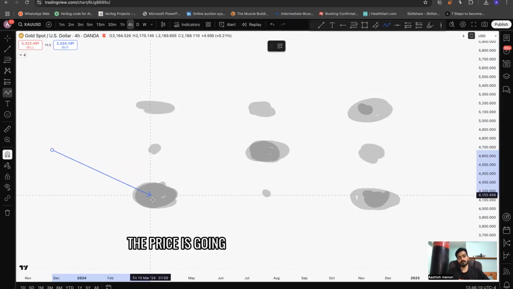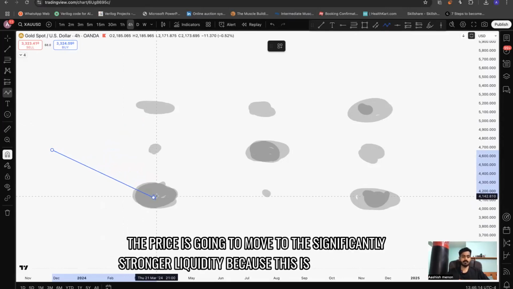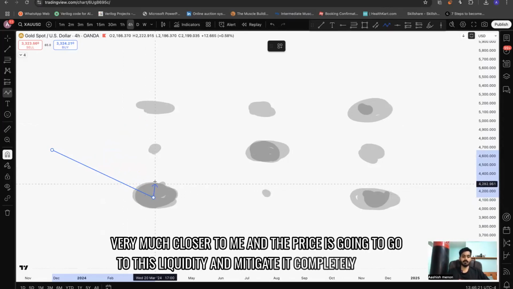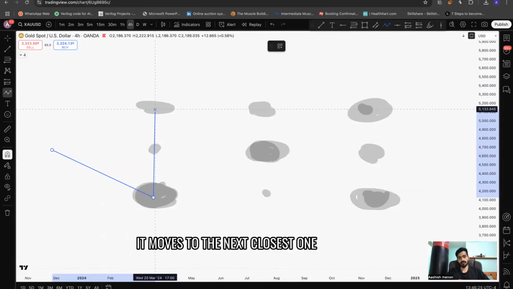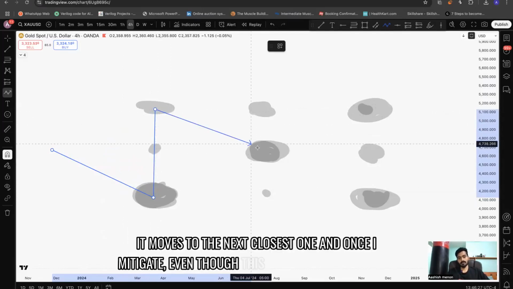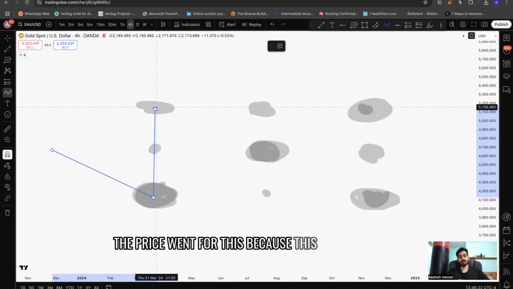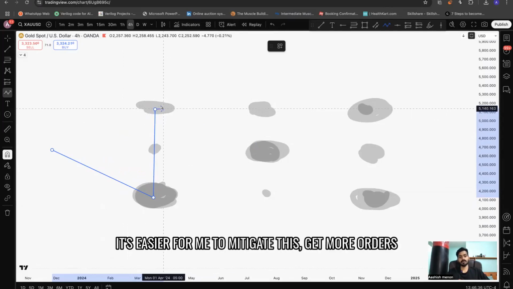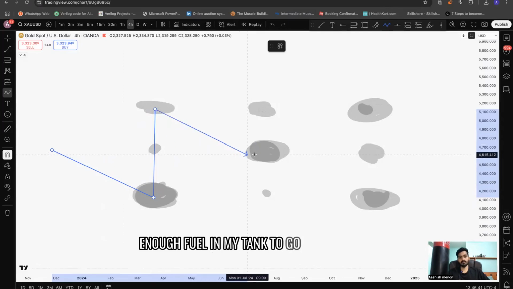The price is going to move to the significantly stronger liquidity, because this is the one that is very much closer to me. And the price is going to go to this liquidity and mitigate it completely before it moves to the next closest one. And once I mitigate, even though this is stronger, I went for this, right? The price went for this because this was closer to me. It's easier for me to mitigate this, get more orders in, and then go for the next one, because I'll have enough fuel in my tank to go for this one.